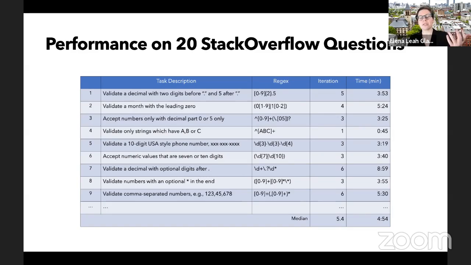And these are questions that, you know, other programmers had on Stack Overflow. It's unclear whether they got an answer to their question in 5 minutes, but with regex, with this system, which we're calling regular expression generation with augmented examples, they would have been able to do it themselves in 5 minutes.